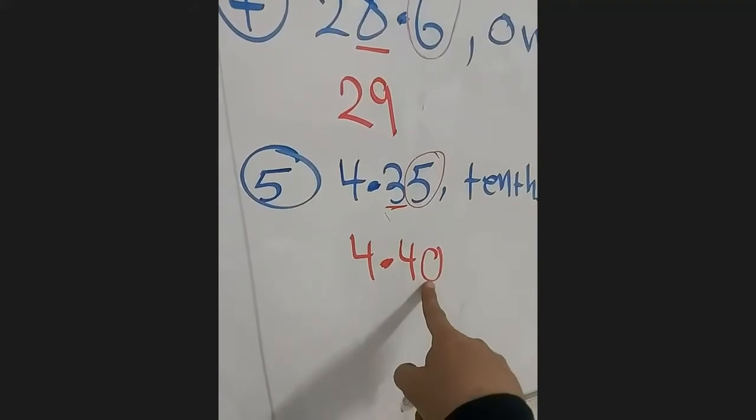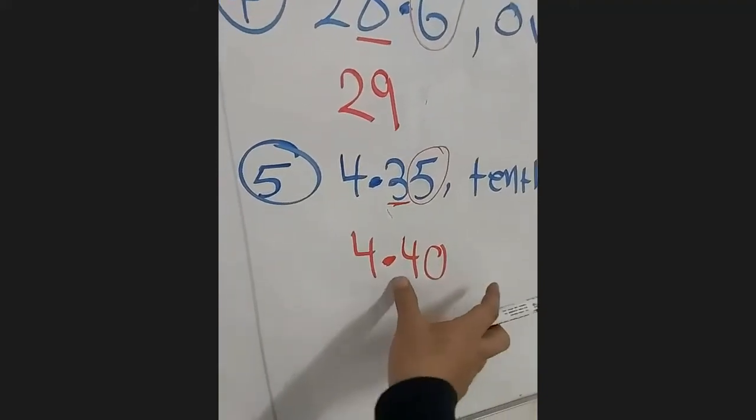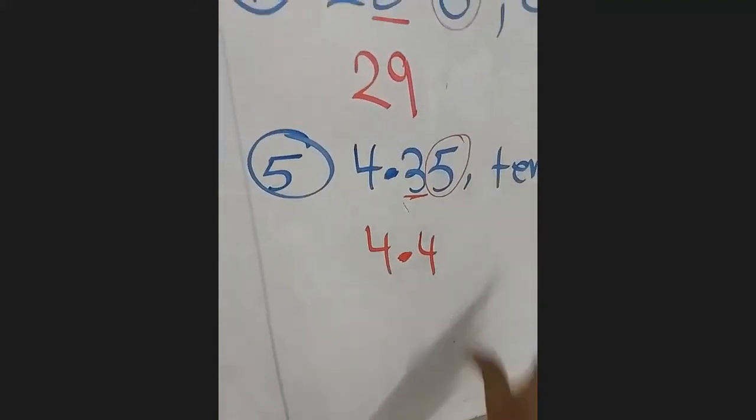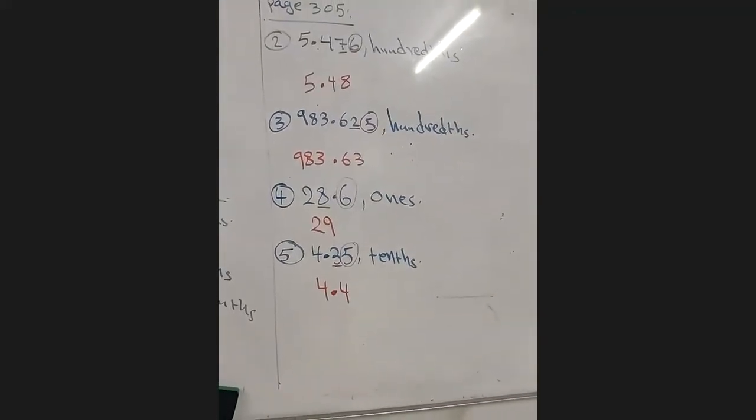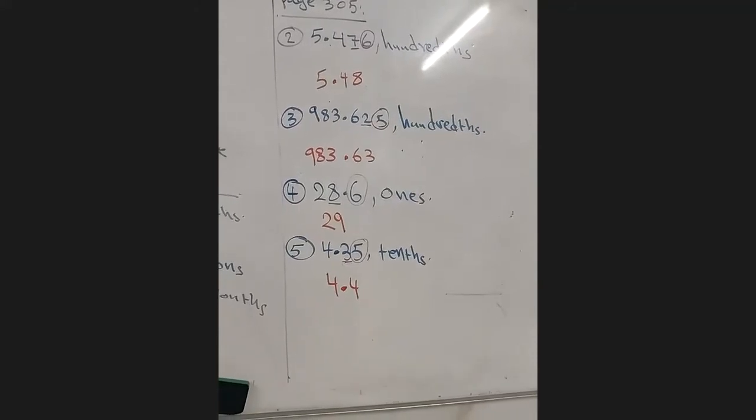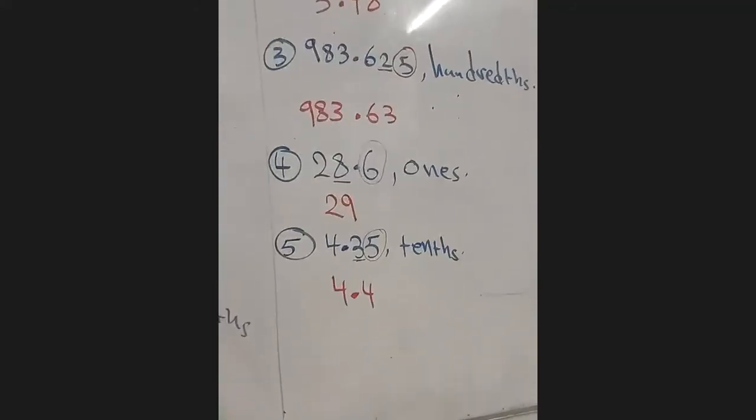But this 0 at the end, if you have decimal, no need for it. So what's the answer? 4 decimal 4, okay? Thank you. Question 6. Murad.